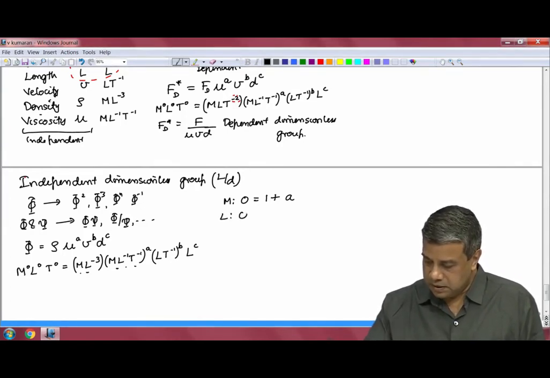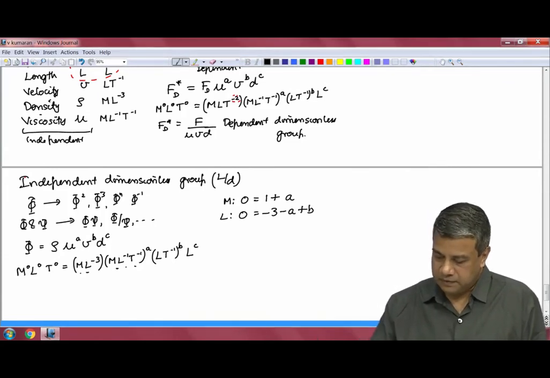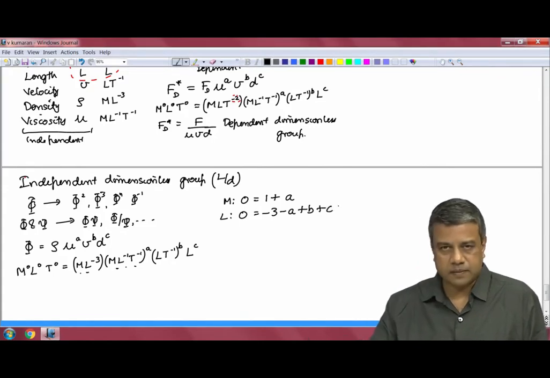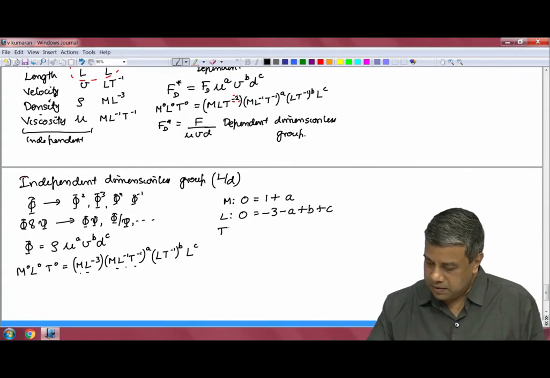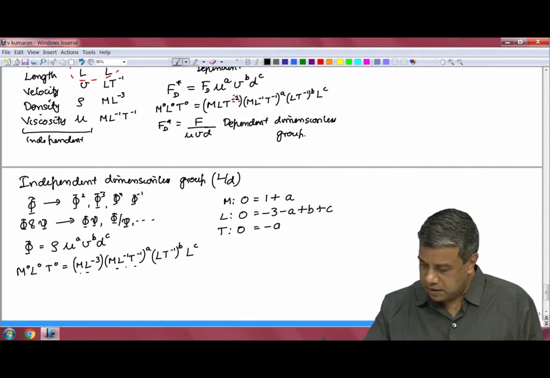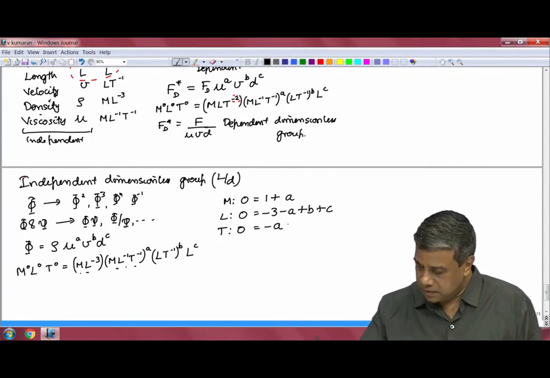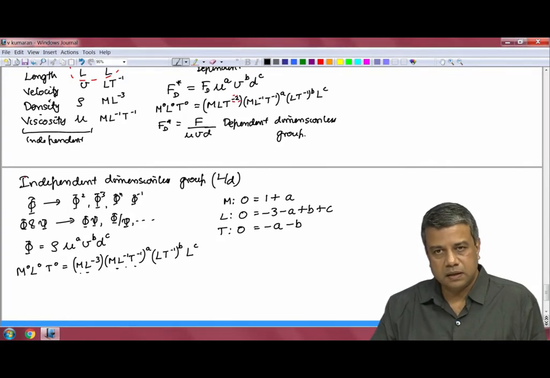Length: 0 is equal to minus 3 from the density, minus A from the viscosity, plus B from the velocity and plus C from the diameter. And the time dimension: 0 equals minus A from the viscosity minus B from the velocity. Once again, 3 equations, 3 unknowns can be solved.